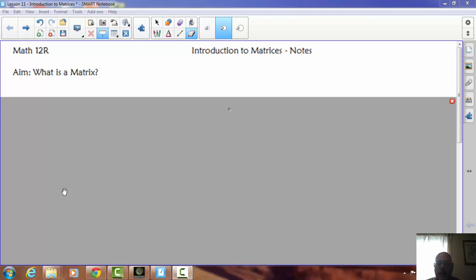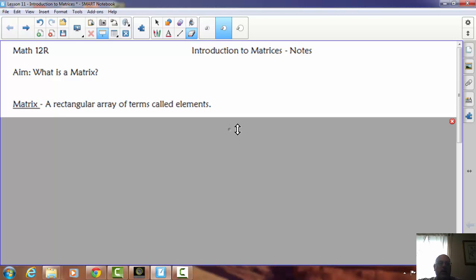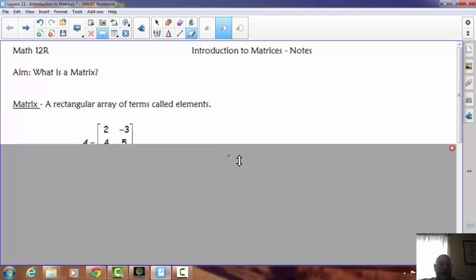This is a lesson in the unit on matrices, so it's actually the lesson on the introduction to what a matrix is. We've been doing systems of linear equations, and now we're going to look at what a matrix is, and we'll see as we move along in the unit how a matrix will help us solve a system of equations. So a matrix is a rectangular array of terms, and each term is called an element.